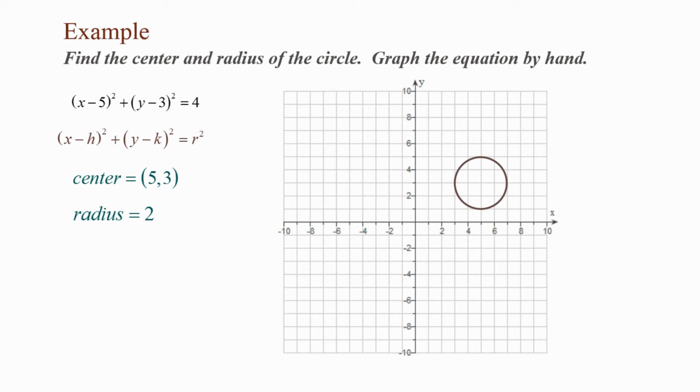So now I have the graph of the equation (x minus 5) squared plus (y minus 3) squared equals 4.